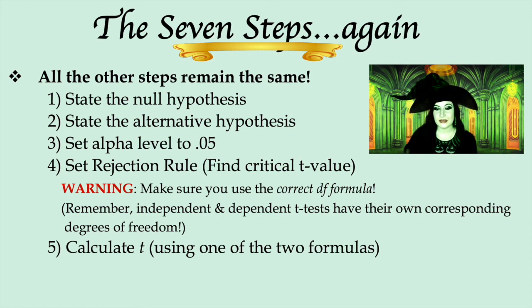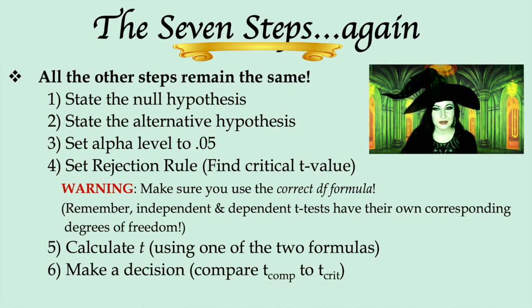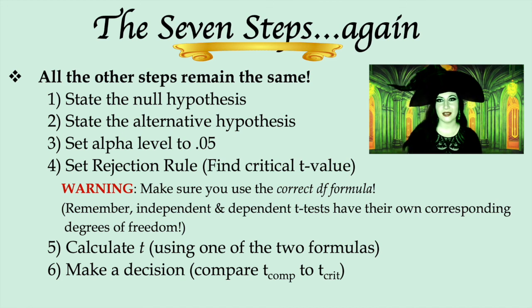Step 6 is to make your decision. In our decision, what we do is we compare the absolute value of the t computed value, which we've calculated in step 5, to the t critical value, which we found in step 4. Remember, negative numbers don't mean anything to us because we are going to consider the absolute value when making these comparisons. So if your t computed value is greater than your t critical value, you would in fact reject the null. That would be your decision.